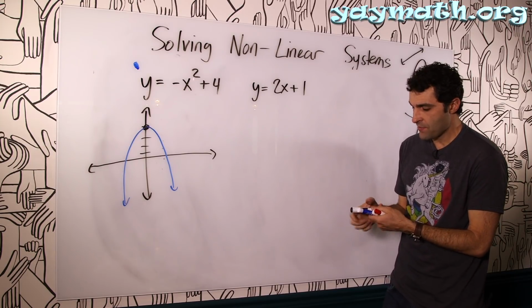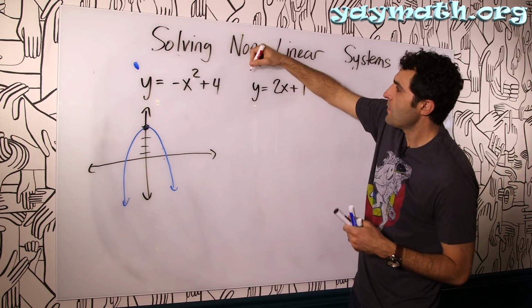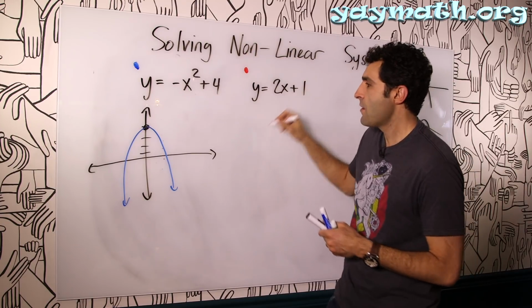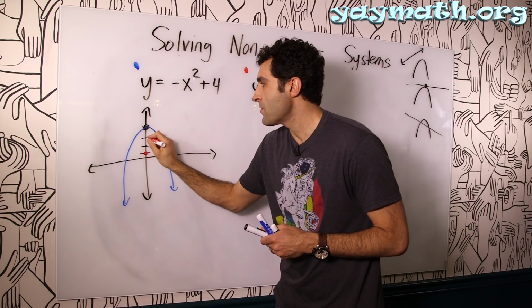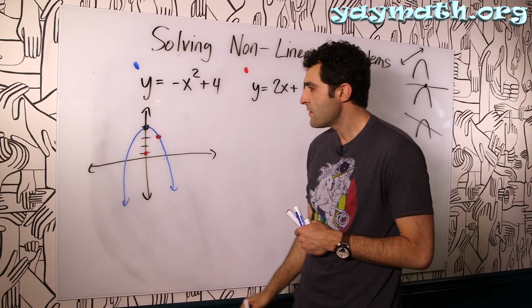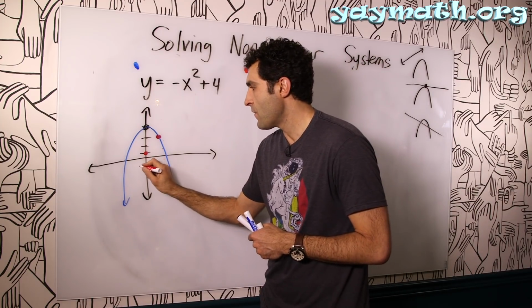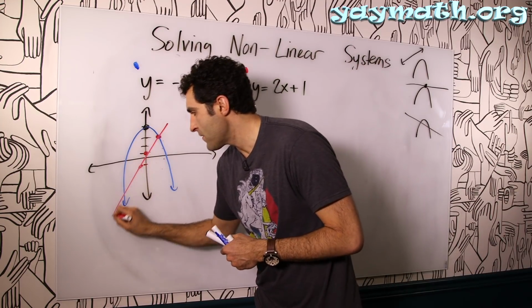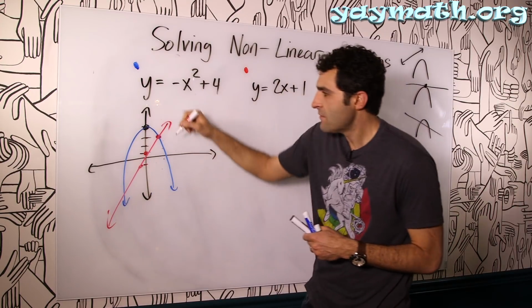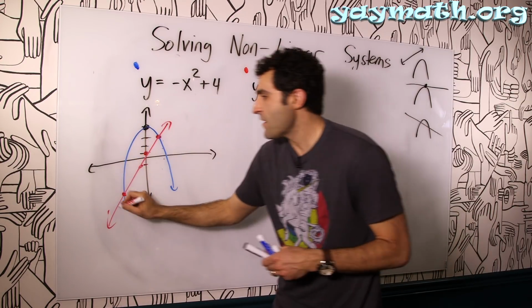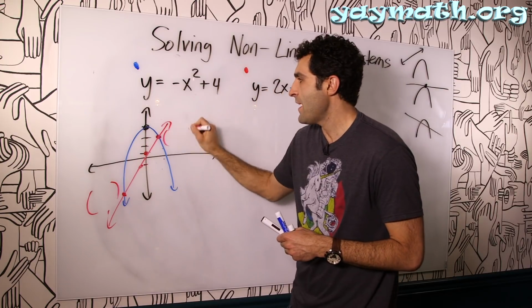And let's go 2x plus 1. We'll do that in red. Here, y-intercept is positive 1, slope 2 over 1. Looks like 1 right there, and then we go down 2 over 1. We'll make this one a mystery. But it does look like we have 2 points of intersection yet again.